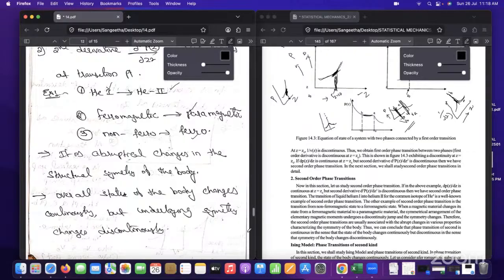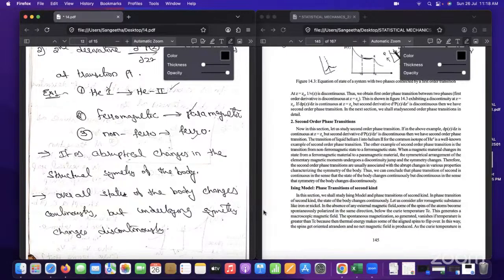So in the textbook, which points should we mention here? So what is first order phase transition? ∂P of Z by ∂Z. This is first order phase transition. What is second order phase transition? ∂² of P of Z by ∂Z². This is second order phase transition.